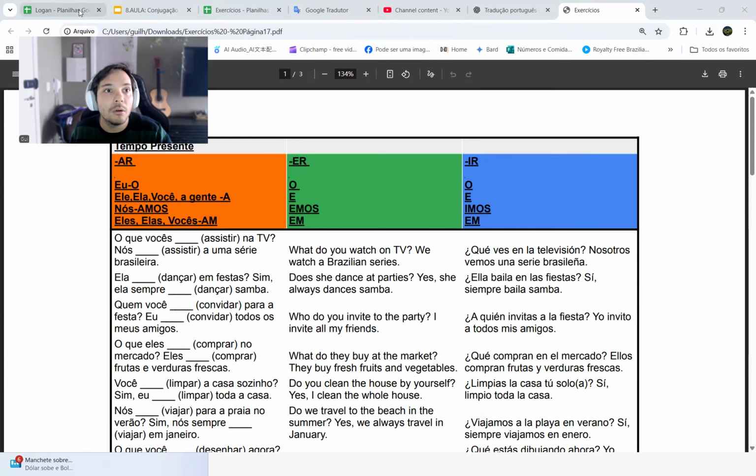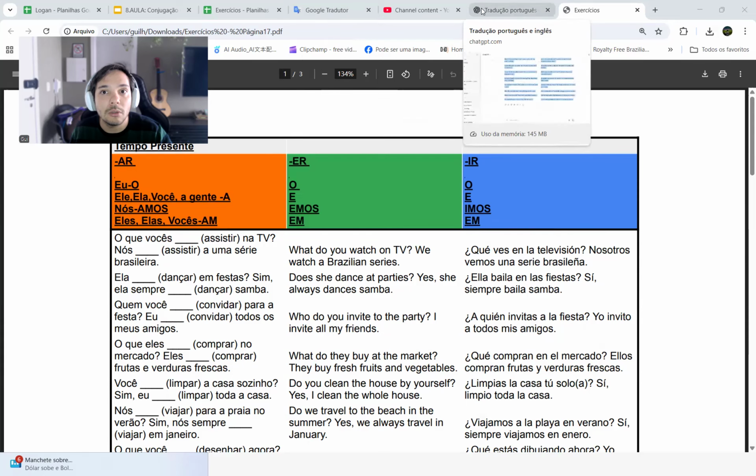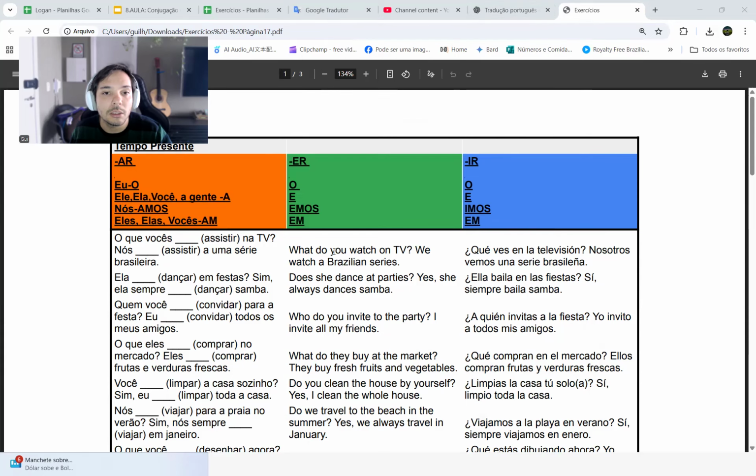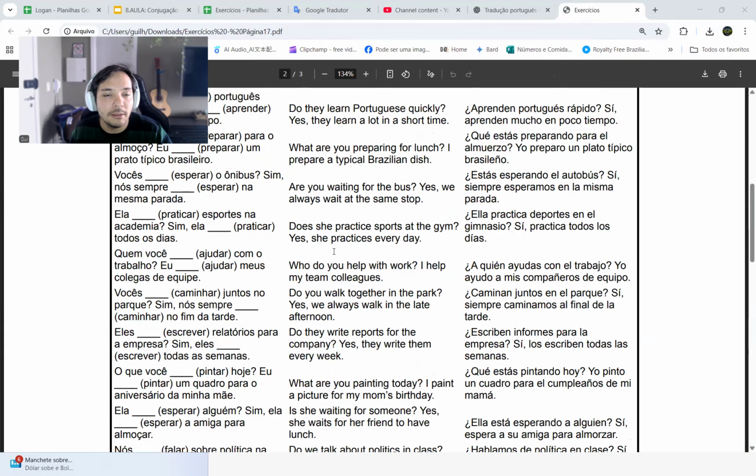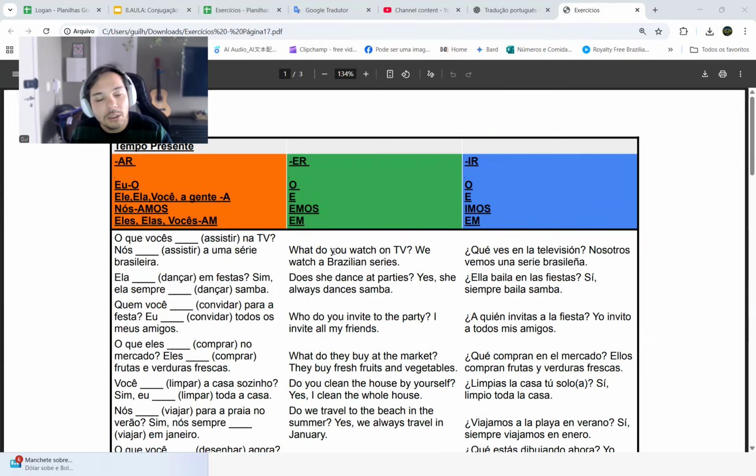Bueno, so guys, thank you so much for this lesson. So today it's the lesson for you to learn how to conjugate the verbs. You have plenty of exercises. Do this one to go to the next lesson.